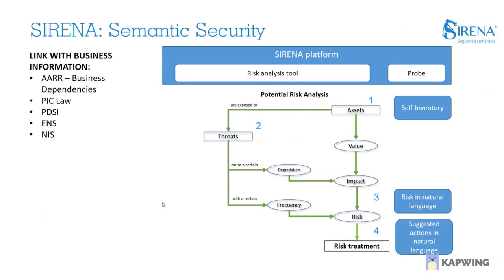A risk analysis consists of an asset inventory, business threats associated with each asset, evaluation, and finally an ordered list of risks with associated actions to mitigate the risk that the organization considers unacceptable. SIRENA will be able to collect this business information and associate it with the assets and alerts detected by the industrial cybersecurity sensor.